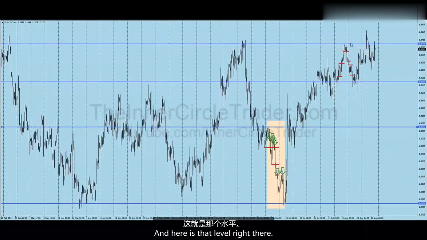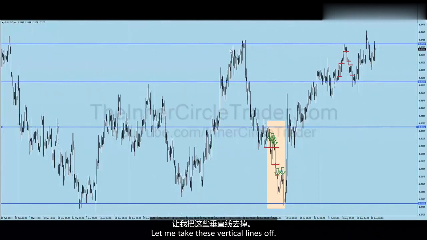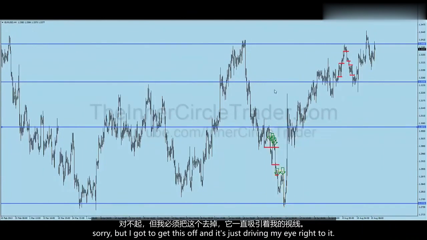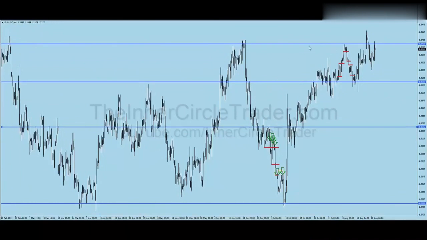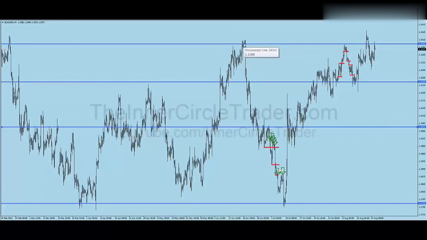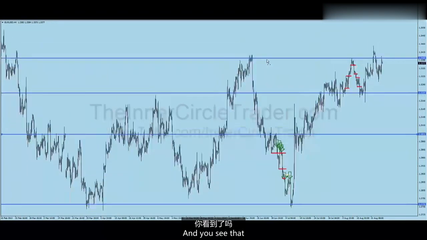Okay, and here is that level right there. Okay, do you see these old highs? It's essentially worked that 134 figure. How about this old high? See that? Let me take these vertical lines off. And sorry, but I got to get this off. It's just driving my eye right to it. You can see that price slipped aggressively right there, and as price ran up to that old high in here, it's reasonable to expect that at least this would be a pause or a reversal, and you see that.